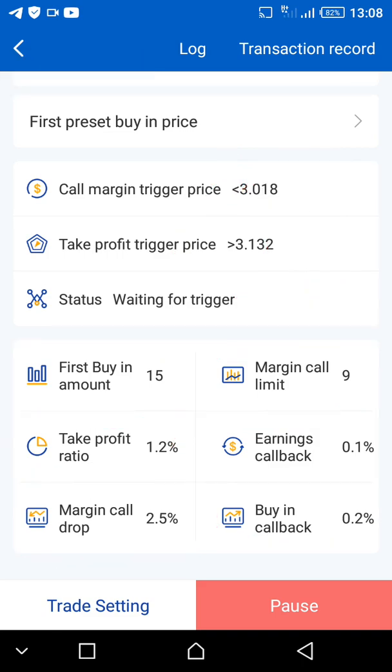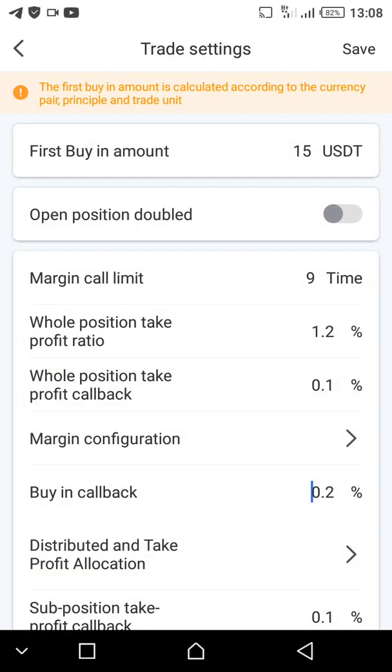Now let's go to the main setting, the main actual setting. This is the setting. This is where everything is.